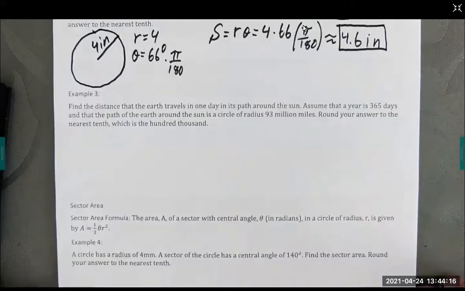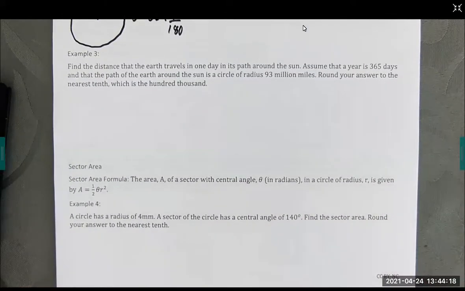Next up, find the distance that the Earth travels in one day in its path around the sun. Assume that a year is 365 days. In real life, it's not. It's a little different than that. And that the path of the Earth around the sun is a circle, which again, it's not. It's elliptical, but we're going to assume that it is, and has a radius of 93 million miles. And we're going to round to the nearest tenth, which is 100,000. I'll get to that in a second.